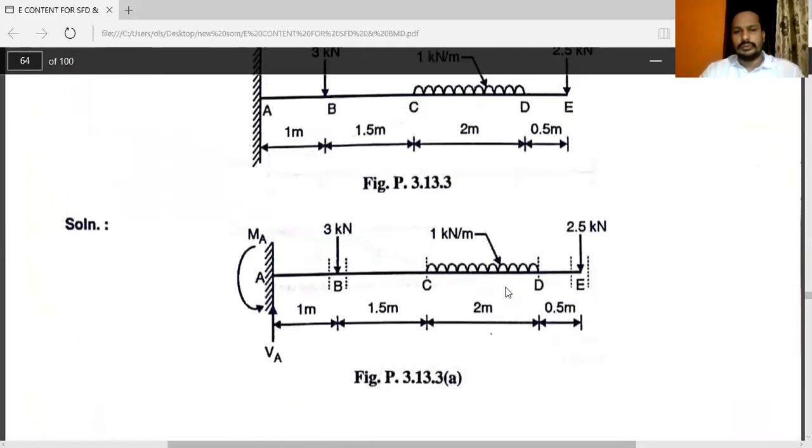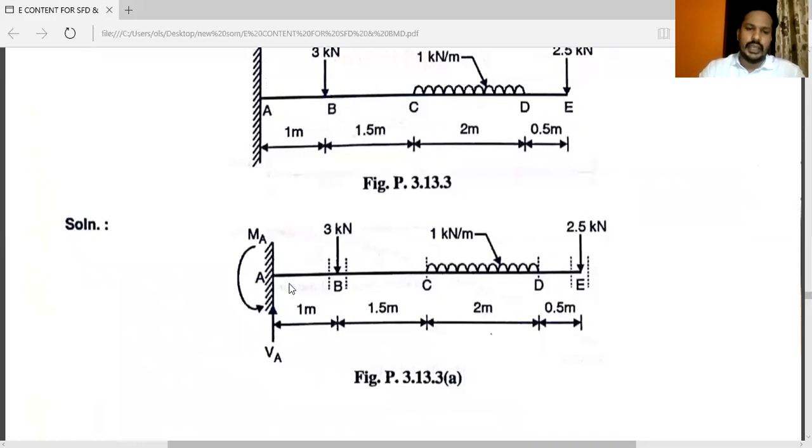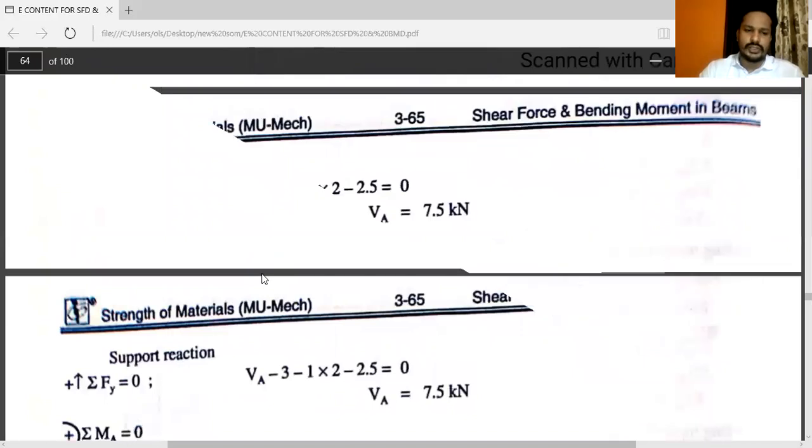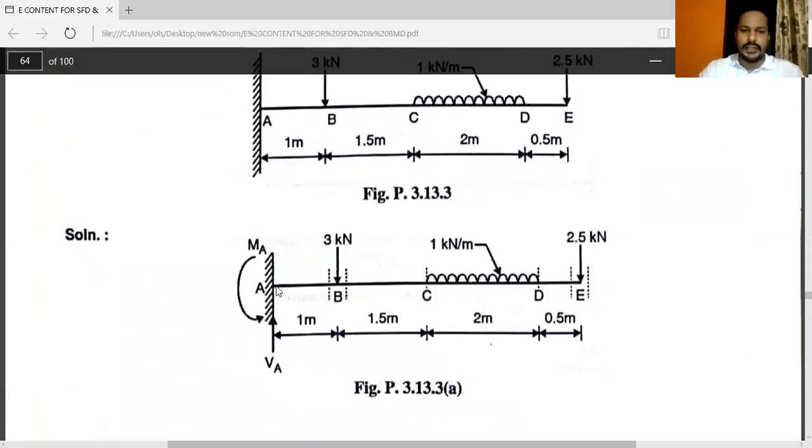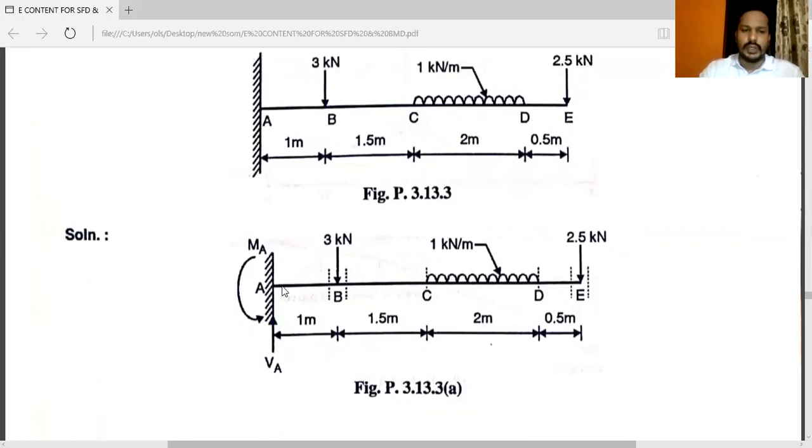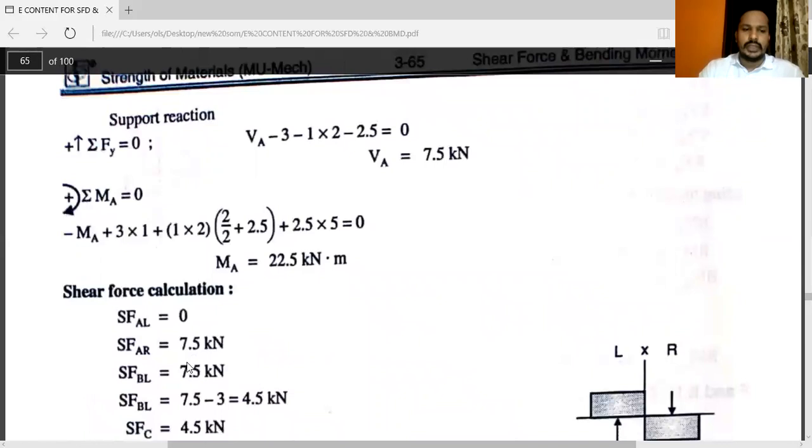here by using our regular process, we have the value of VA. So at point A, just to the left, there is no force at the left side. So first answer is 0. A just to the right, you can see here, VA is moving upward. So plus VA, it is 7.5 kilonewton.